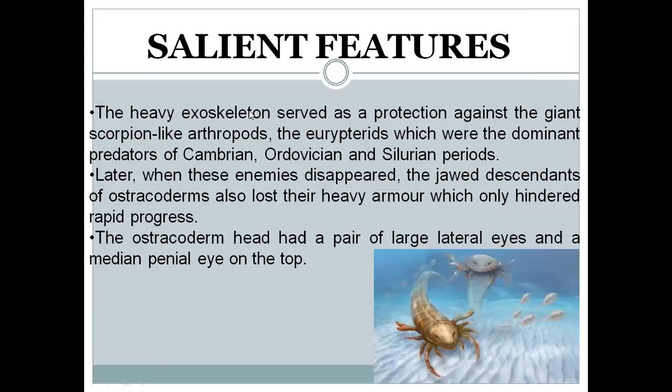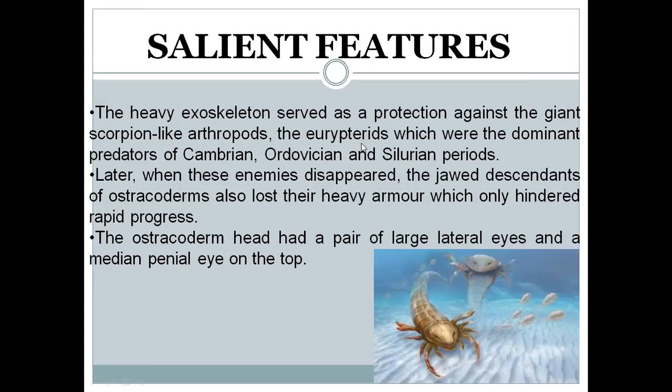The heavy exoskeleton served as protection against the giant scorpion-like arthropods of that period, which are called eurypterids. In this diagram, you can see that they are scorpion-like. They look just like present-day scorpions, but they are very big in size, even bigger than us. They are very monstrous organisms, belonging to the phylum Arthropoda, and they are called eurypterids.